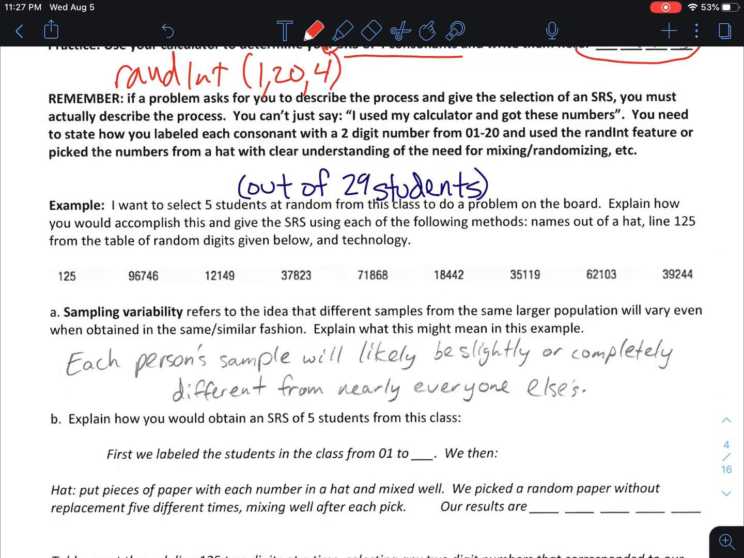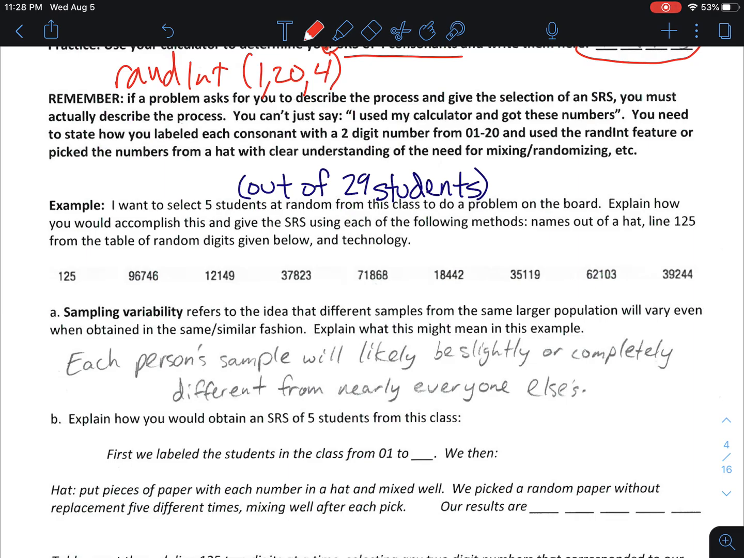Okay, we're not going to go through this right now, but think about this logically. If one person said, well, I'm going to use names out of a hat, and they took the time and cut the little pieces of paper, they enjoyed doing that, right? Maybe. And then the other person said, well, I'm going to use line 125. And then the other person said, I like randInt, which quite honestly is the easiest way to do it, to be honest, moving forward. And each one of them explained, I'm going to label from 01 to 29 or 1 to 29, and I'm going to take these 5, and I'm going to skip duplicates, and so on. Guaranteed, those 3 people are going to get 5 different kids, right?